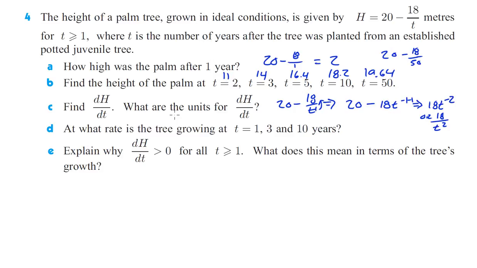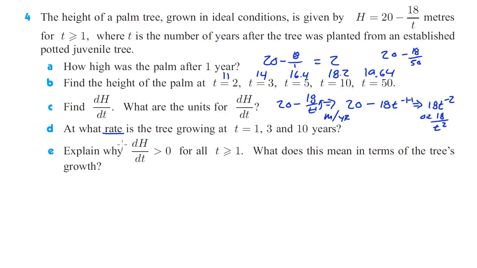Okay, and it says what are the units for dh over dt? So that's with the height with respect to time. So the height is in meters, and the time is in years. So this is going to end up giving us our answer in meters per year. Okay, so that's C. Now, you'll notice here on D it says at what rate is the tree growing at t equals 1, 3, and 10 years.